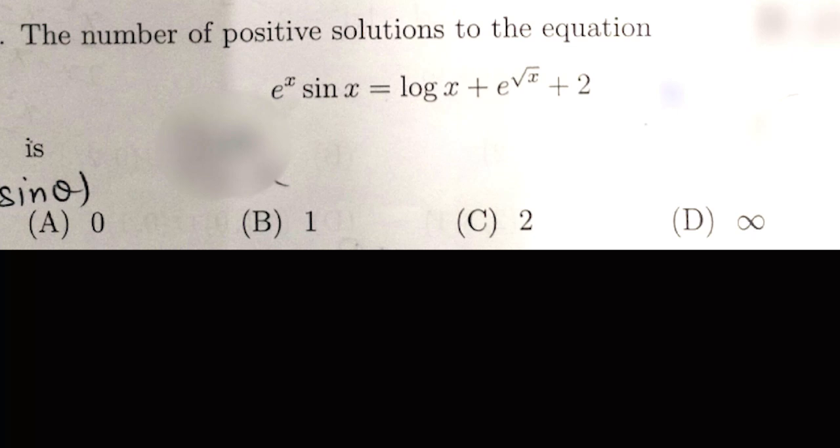Now we have an interesting question, question number 15, and it says: number of positive solutions to this equation, e to the power sin x, and this is log x plus e to the power under root x plus 2. Now if we look at these two functions separately, then the first function is suppose f(x), which is e to the power sin x, and the second function is suppose g(x), which is log x plus e to the power root x plus 2.